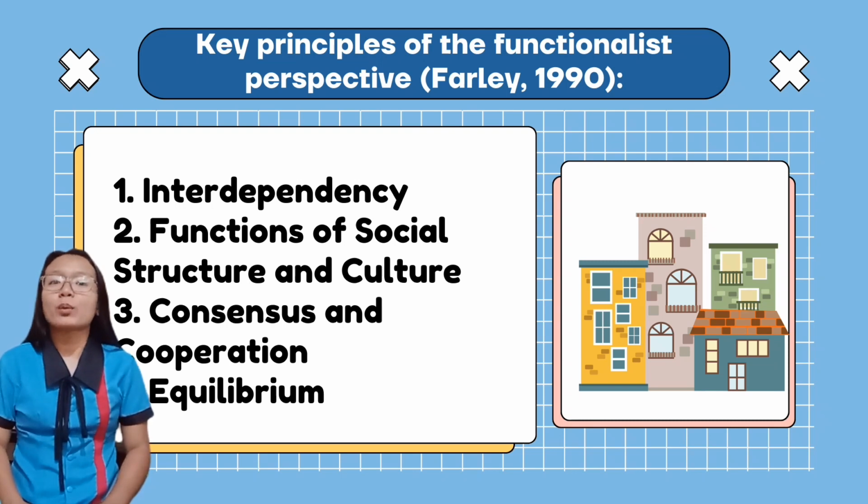And lastly, equilibrium, or balance, is key. A healthy society finds a balance where everything works together. If something changes, like a new invention, society adapts to find a new balance. It's like a bike staying upright as long as you keep pedaling. This is a simplified view, but it captures the main idea of structural functionalism.